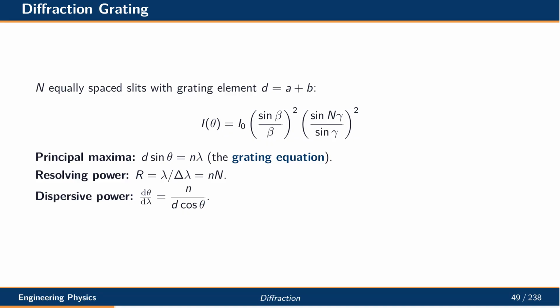A diffraction grating consists of many equally spaced parallel slits. The intensity distribution involves the single slit envelope multiplied by an interference factor. Principal maxima occur where the grating element times the sine of the angle equals integer multiples of the wavelength. This is known as the grating equation. The resolving power of a grating is the order times the number of slits, while the dispersive power describes how the angle changes with wavelength.